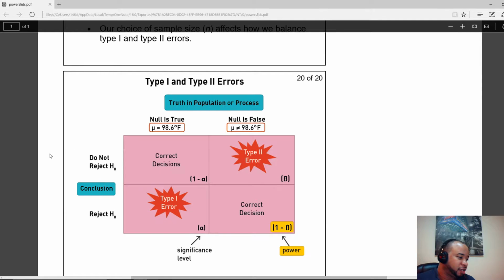What we see is that there's two things going on. If the null is true, there's two possibilities that can happen. Either we fail to reject the null, which would be the correct decision, or we reject the null, which would be the wrong decision, and that's a type 1 error. And the reason why we've rejected the null is probably because our significance level was too high, or our sample size turned out to be too low.